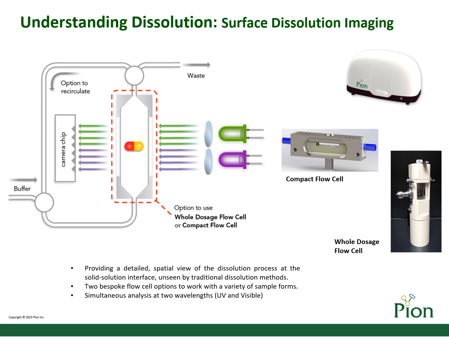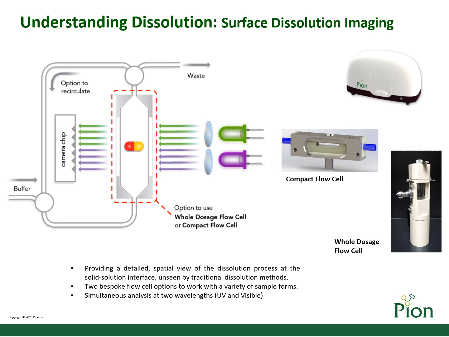I would like to introduce the Pion SDI2, a surface dissolution imaging instrument. The SDI2 provides high-resolution images of the samples as they dissolve. It's capable of capturing images at 2 wavelengths during the same assay, UV and visible. The UV data is used to calculate sample concentrations, so the drug release, and the visible light can be used to follow the physical changes that the sample experiences as it dissolves.